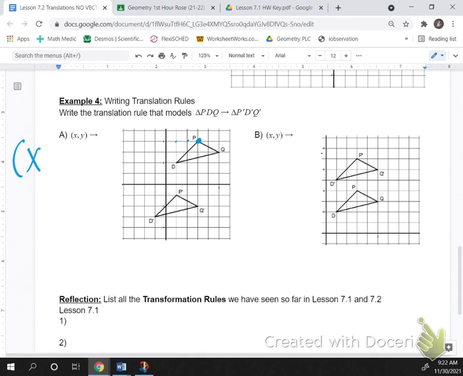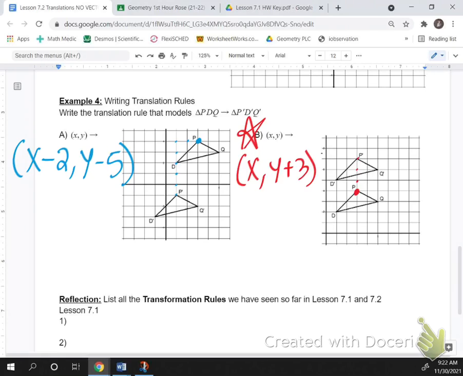X. Minus 2. Great. And then we went down 1, 2, 3, 4, 5. So Y minus 5. Great. That's the new rule. You write the rule right now for B, and we'll check it in just a second. Write the rule for B. From PDQ to P prime D prime Q prime. What's the rule? Let's check it out.